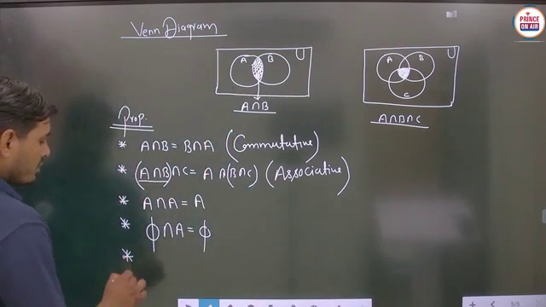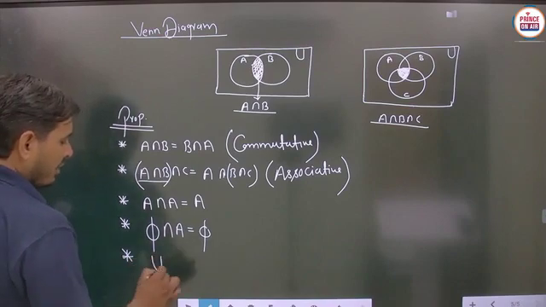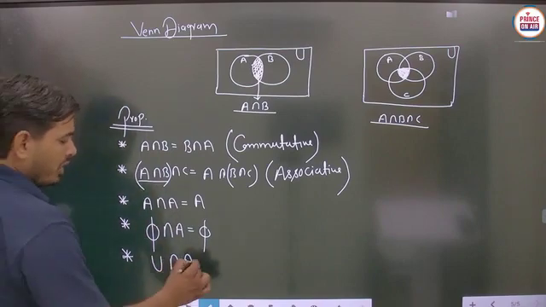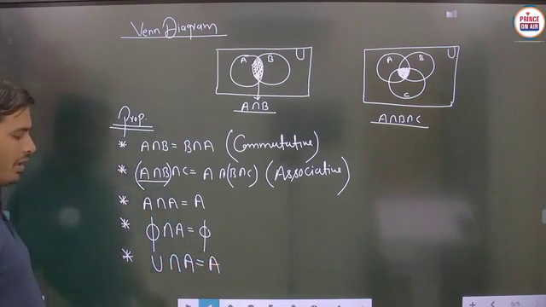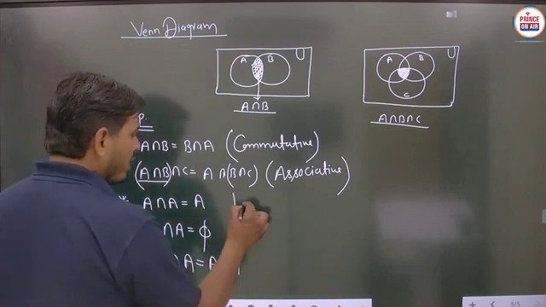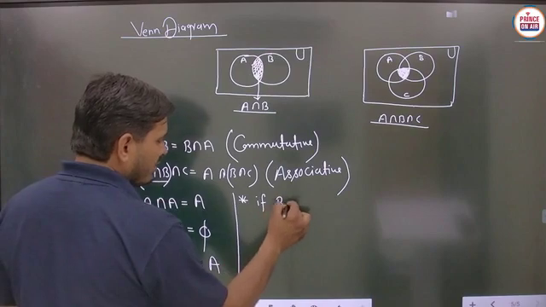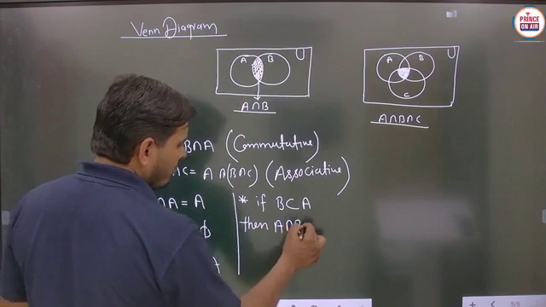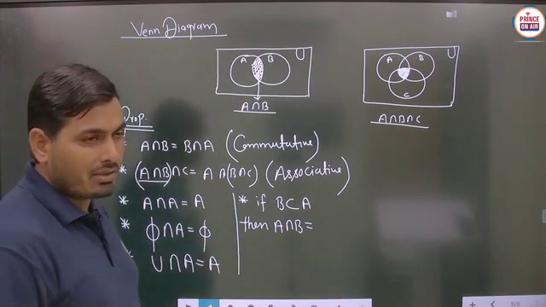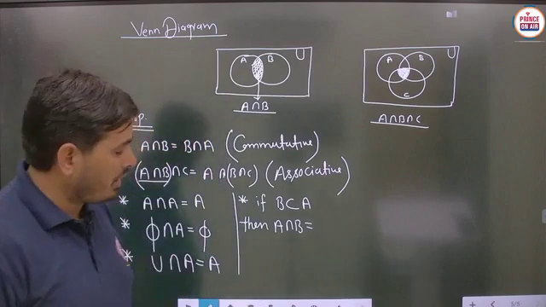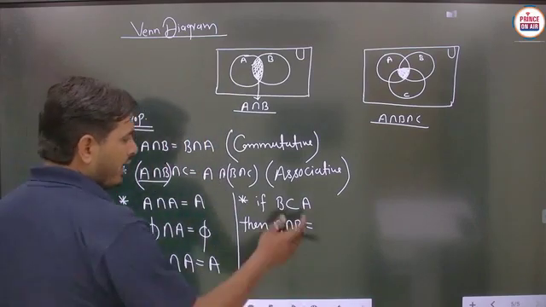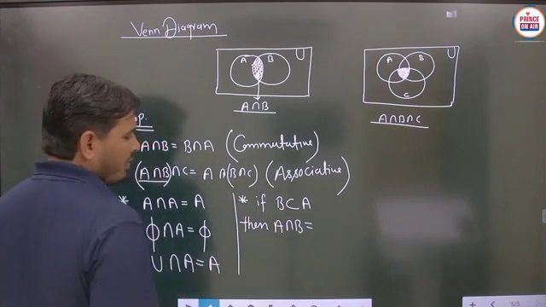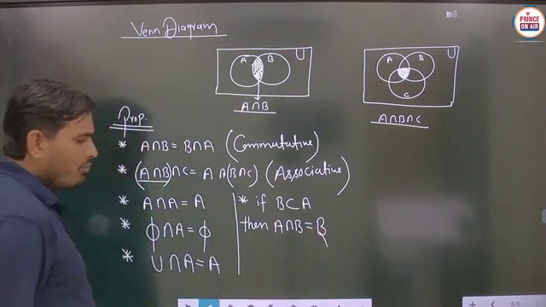Next, suppose the universal set is taken, and the universal set intersects with the set A, then what should be the answer? Then you can say that the answer is set A. Is it clear? And one more important part, if B is a subset of A, then A intersection B will be, because B is a subset of A means the elements of B come from the set A. Then what can we say here? So we can say that elements of set B belong to set A, then the common elements in A and B will be the set B. So here the answer will be B. Is it clear?